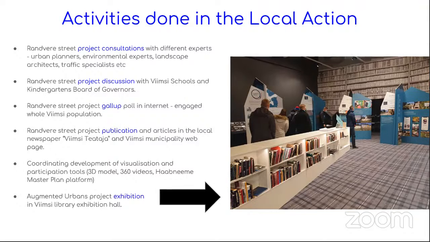We also had a Randvere Street project Gallup poll on the internet in order to engage the whole Viimsi population, because at that time the coronavirus problem had already reached Estonia. We had over 240 participants in this internet poll. Also, we published a number of articles in the local newspaper, and in summer 2020 we had a special newspaper in which we presented our Main Street vision. Basically, it was four pages of newspaper in which we also had detailed projects of what's going to be in our main street.